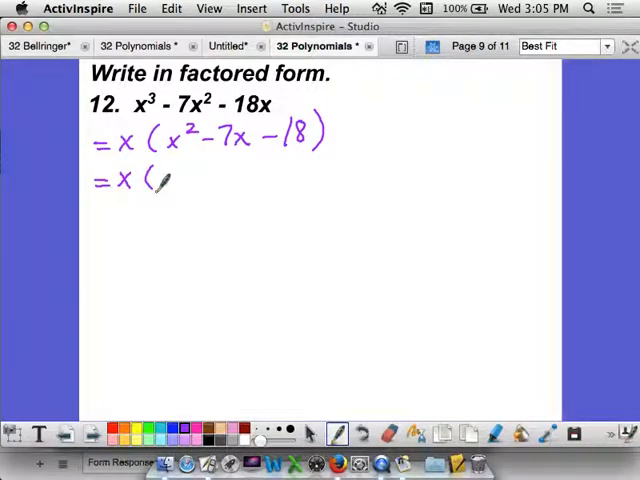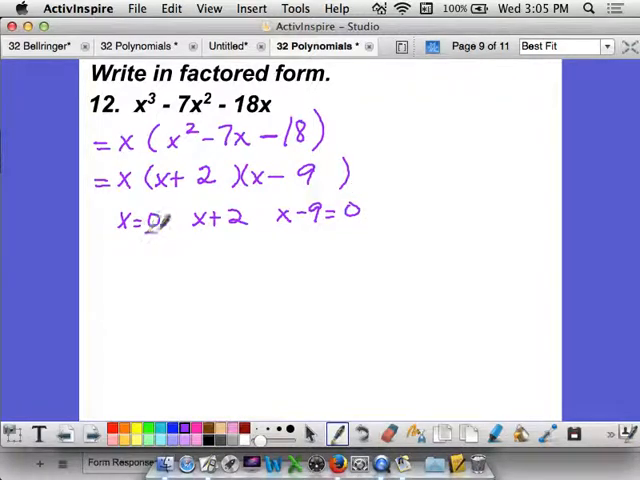So I move forward. Set up my two binomials. The signs will be different. So I'll have an x plus and an x minus. Again, what are factors of 18 that subtract and give me 7? That's going to be 9 and 2. 9 will get the negative because it's the bigger number. 2 will get the positive. And then I set each one of those equal to 0. So here's a 0. Solve for x, that's negative 2. Solve for x, and that's positive 9. So there are my zeros. If I were to find those zeros, I'm going to write it from least to greatest: negative 2, 0, and 9.